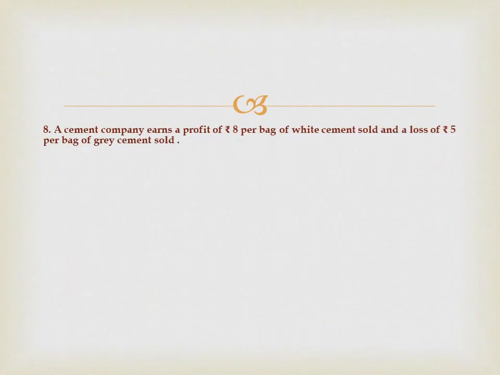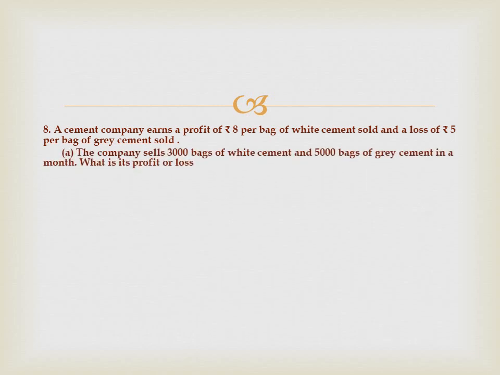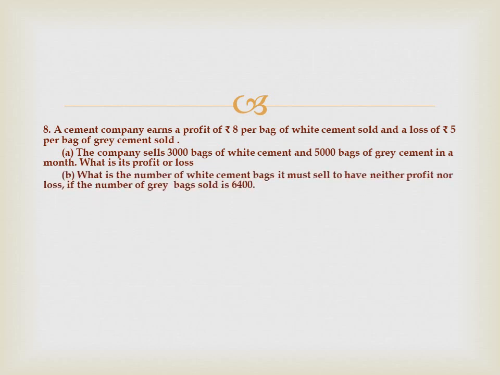Question number 8. A cement company earns a profit of rupees 8 per bag of white cement sold and a loss of rupees 5 per bag on grey cement sold. The company sells 3000 bags of white cement and 5000 bags of grey cement in a month. What is its profit or loss? Second question. What is the number of white cement bags it must sell to have neither profit nor loss?